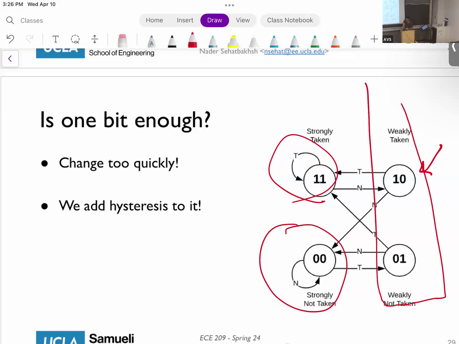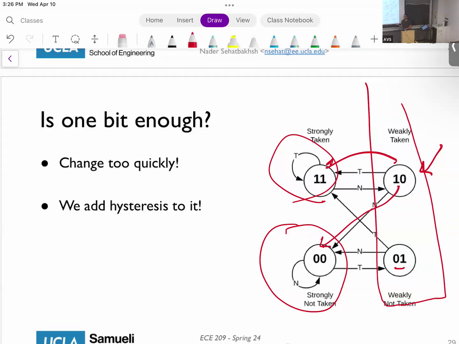So, for example, if you're in 1,0, which means the very last time was taken but the time before that was not taken, and we see that this time is indeed taken, then the last 2 times are taken, so let's move to the stronger side. If we predict taken but in fact it was not taken, then we move into strong not taken. The same story for 0,1. If last time we saw not taken and the time before that it was taken, we are in 0,1. If we see not taken, we go here. If we see taken, we go here.